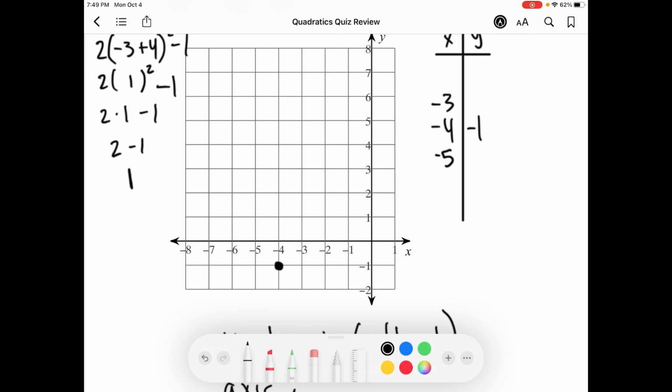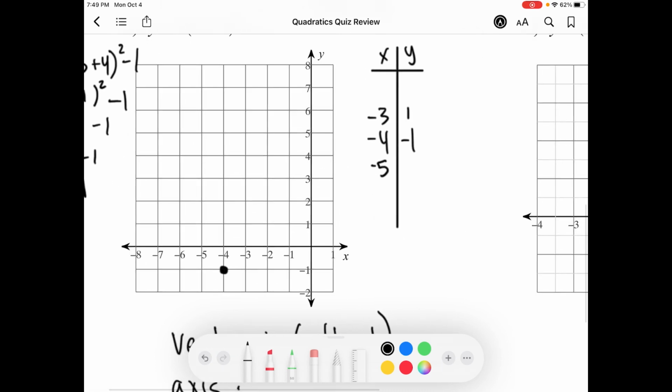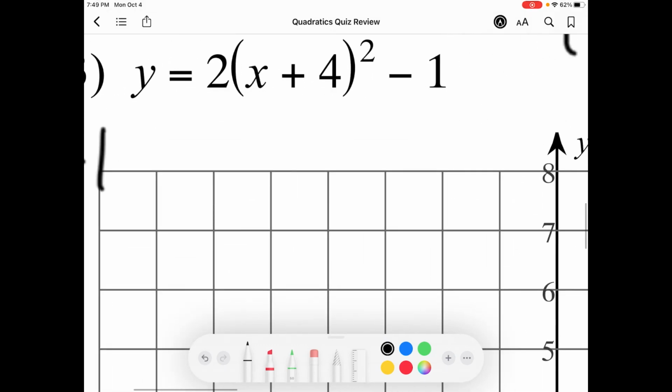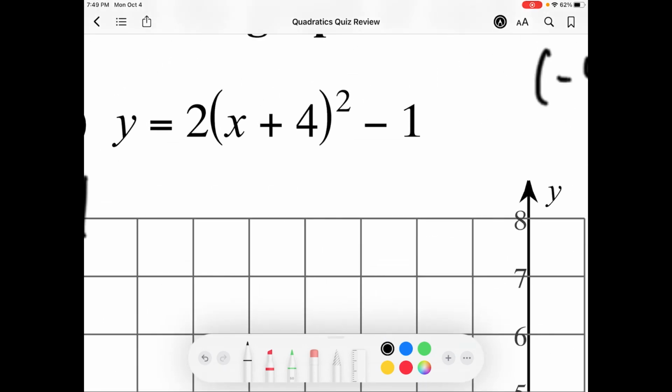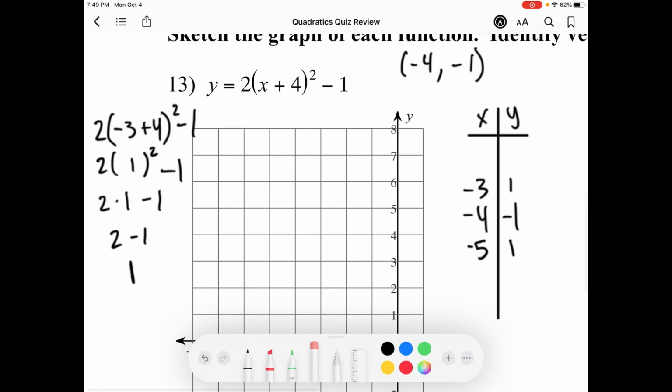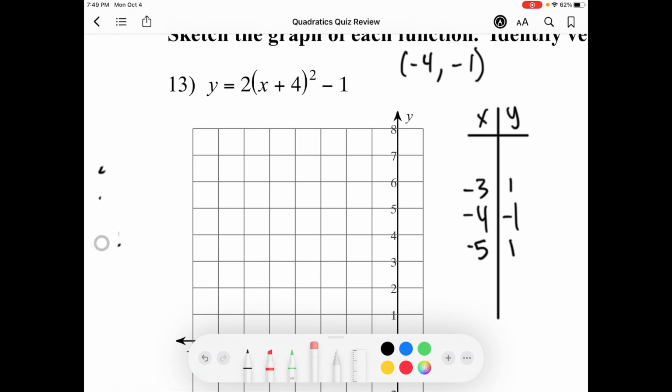Okay. So I'm going to write in these points right here, 1 and 1. And if you would have plugged in negative 5, it would be the same thing, right? Negative 5 plus 4 is negative 1. Negative 1 squared is positive 1. 2 times 1 is 2. And 2 minus 1 is 1. So you would have gotten the same thing if you plugged in negative 5. And we know that because they are the same distance from our vertex.